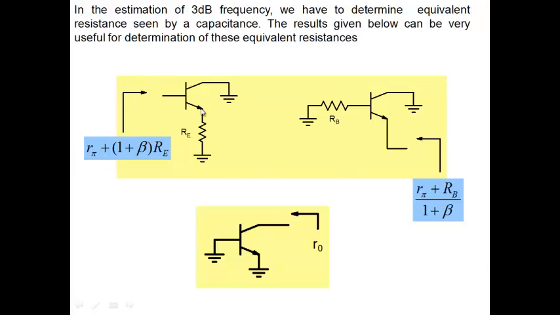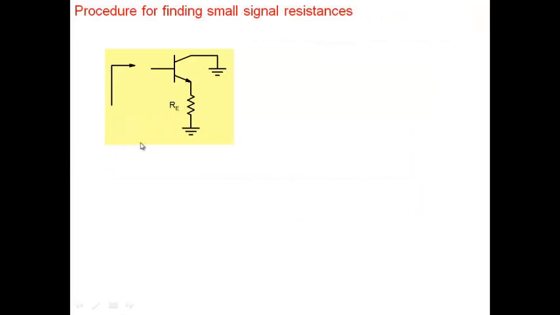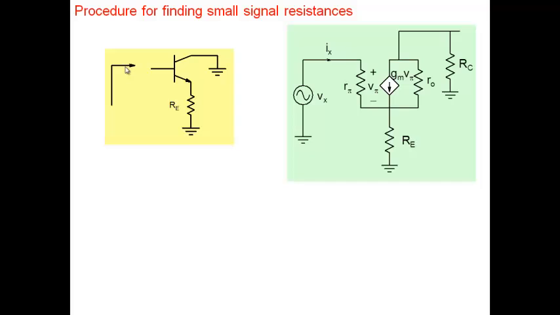Let me illustrate this. Where am I getting this expression from? What we are saying is the resistance looking from here. If you want to find resistance in your small signal circuit, you attach a source Vx, and there's a current Ix that flows. Vx by Ix will give us this resistance here.